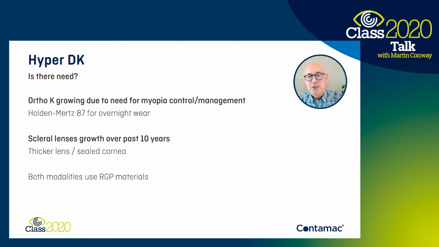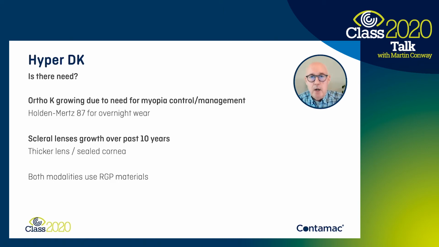Well, we've seen changes in the marketplace with a growing interest in the use of ortho-K, both for normal correction of myopia and other conditions, but mainly when people think of ortho-K, they tend to think of myopia control or myopia management, whichever term you prefer. We must also remember that if a lens is to be left in overnight, it needs to supply more oxygen to the cornea than when it's used in daily wear. The daily wear criterion from Holden-Mertz is 24, but for overnight, that creeps up to 87, a figure of over 3 times the value for daily wear.